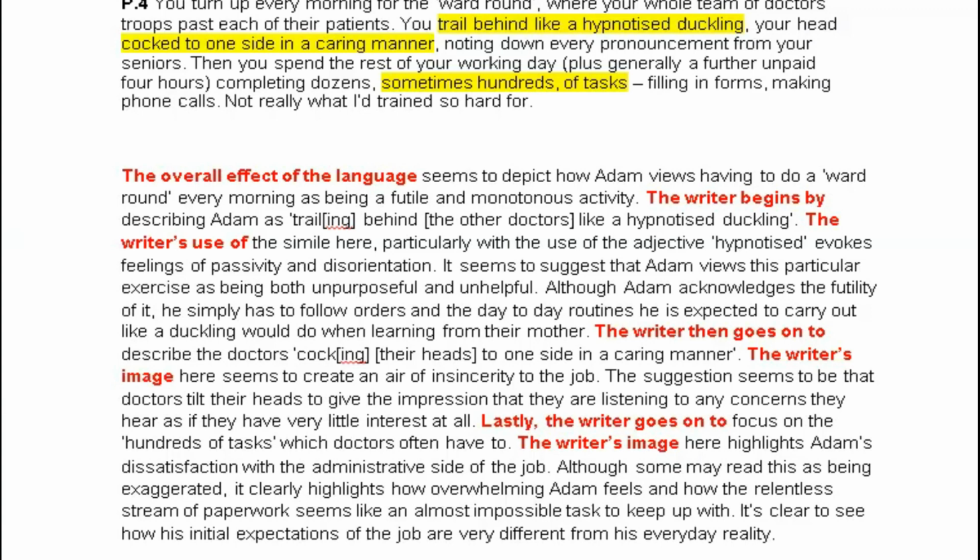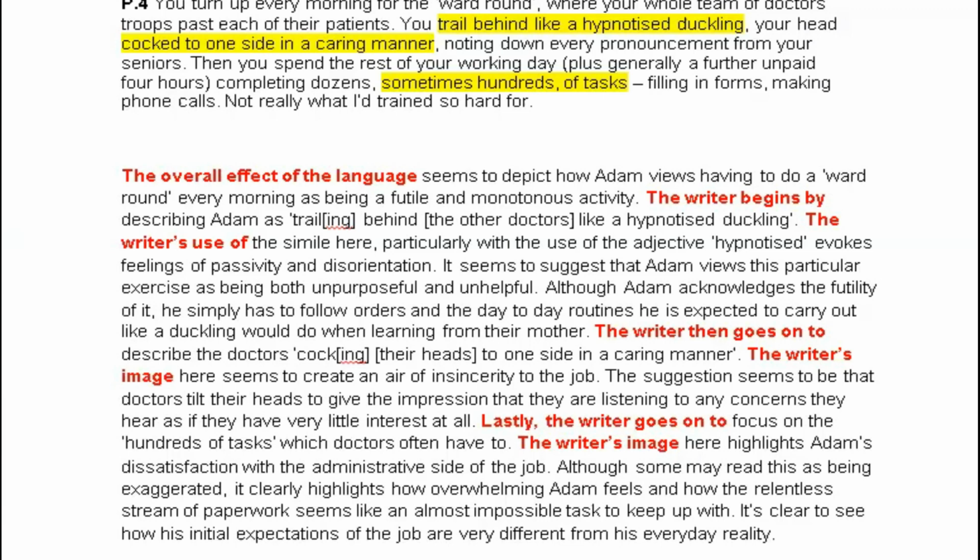The writer begins by describing Adam as trailing behind the other doctors like a hypnotized duckling. I love that image. The writer's use of the simile here, particularly with the use of the adjective hypnotized, evokes feelings of passivity and disorientation. It seems to suggest that Adam views this particular exercise as being both unpurposeful and unhelpful. Although Adam acknowledges the futility of it, he simply has to follow orders and the day-to-day routines he is expected to carry out, much like a duckling would do when learning from their mother.